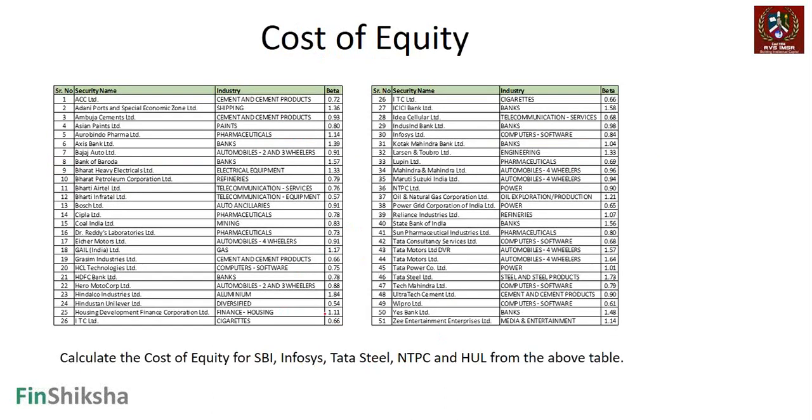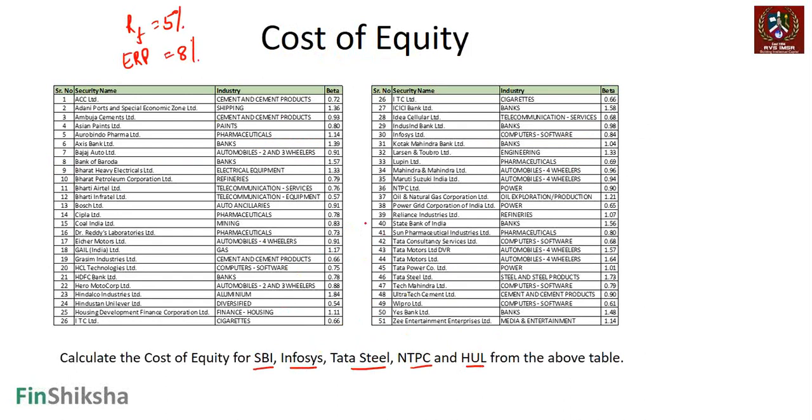Let's try that out. Let's calculate it for SBI, Infosys, Tata Steel, NTPC, and HUL from the table above. So let's take them one by one. Remember, in all these cases, RF is equal to 5% and equity risk premium is equal to 8%. The only parameter that is different for all these stocks is the amount of risk each of these stocks adds to a completely diversified portfolio, and that is what we mean by the beta of that stock, right?